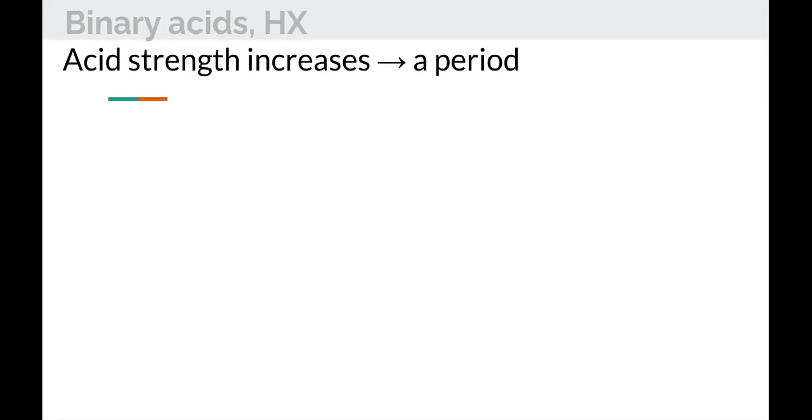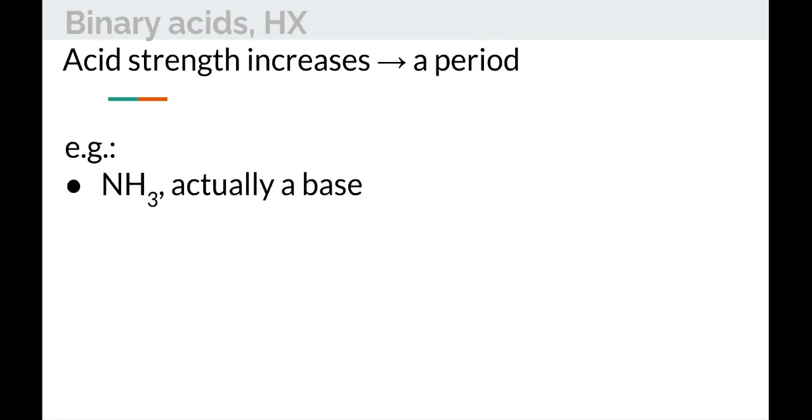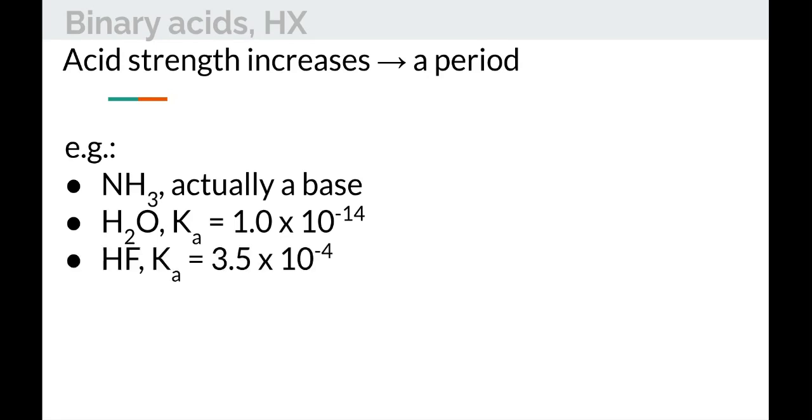For binary acids, acid strength increases as you go across a period, but for a different reason. Looking at some examples, this is all from the second period. NH3 is actually a base. It's a very weak acid. In fact, it's generally considered a base. Water, Ka is 1 times 10 to the minus 14th. Of course, this is an acid and a base. That's a pretty small value for Ka. HF is 3.5 times 10 to the minus 4, which is much stronger of an acid.